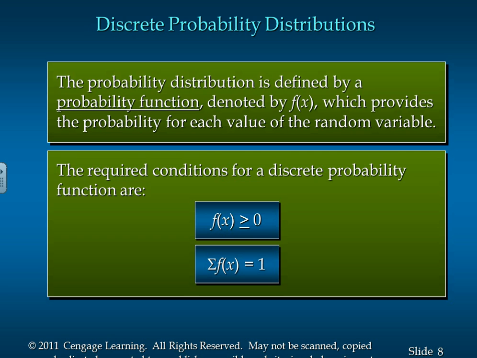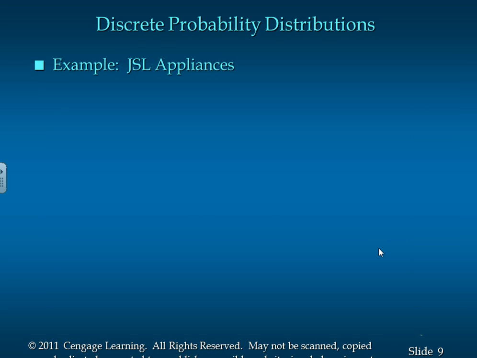Okay, so I'm flipping a coin, can I have a probability of minus something? No, I can't. So each of the outcomes has to have a value greater than 0. When I sum all the outputs, I better have a 1.